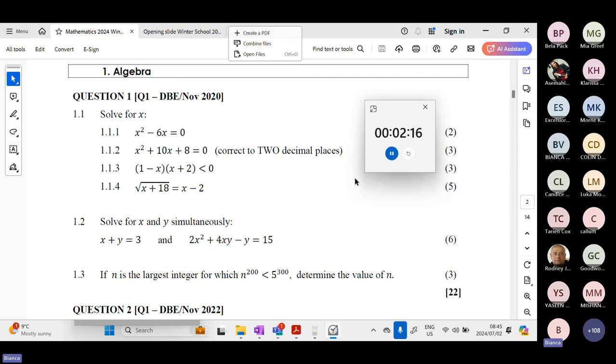Okay, so everyone should be on 1.1.3, busy with that one. You have just over 2 minutes, which means you are spending 3 minutes on this one.